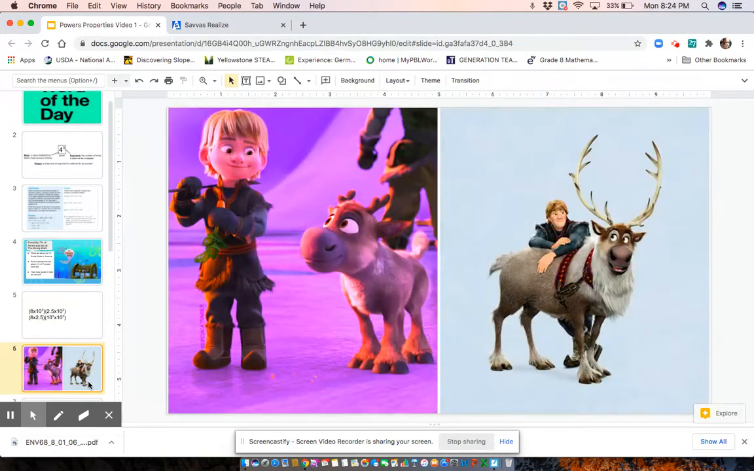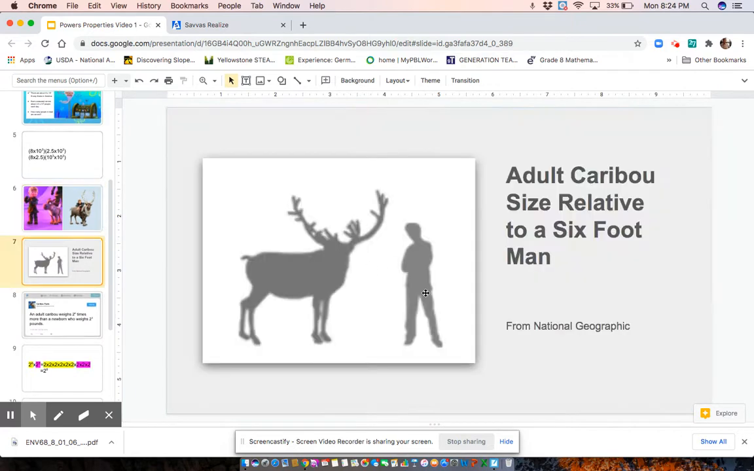Now, you guys know I'm a fan of Disney. This is from Frozen here. You see a baby Sven, which is a caribou or a reindeer. And here he is kind of grown up. What I like about this picture that Disney did is that it is true to form. This is from National Geographic. So that is roughly the size of what an adult caribou would be.